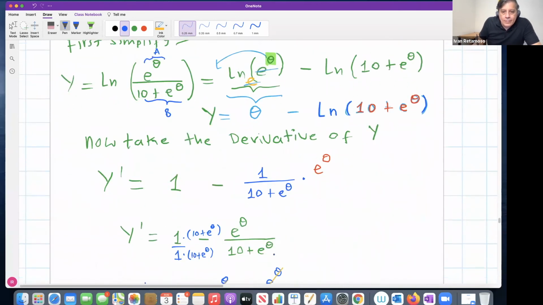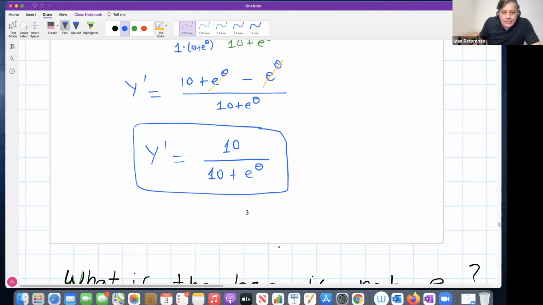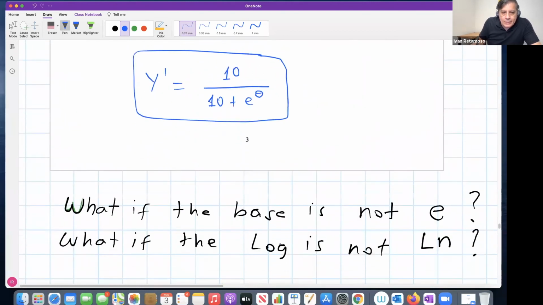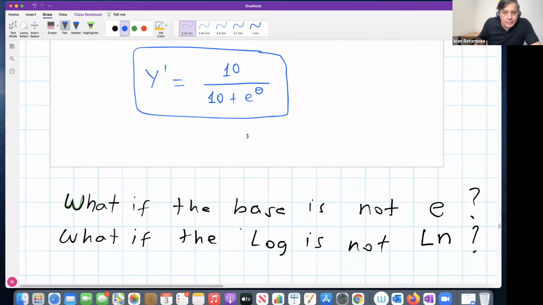All right. So now let's talk about the last part, which deals with the answer to this question. What if the base is not e? We know how to take the derivative of natural log of x, right? But what if the base is not e? What if they ask me to take the derivative of log of x base 10, for example, or log base 7 of x? So we've got to figure out how to still get our derivatives.